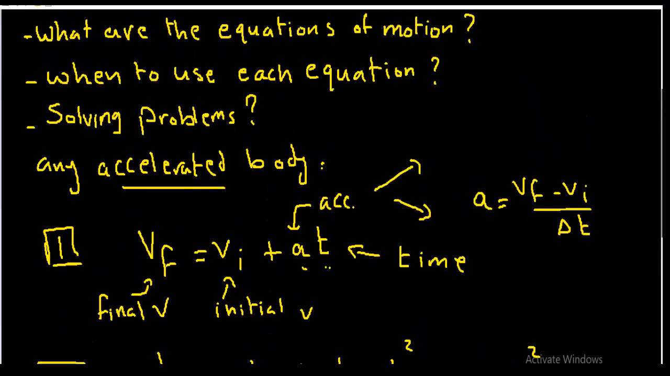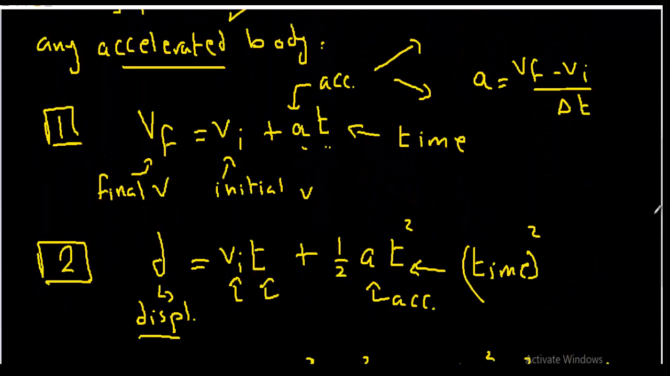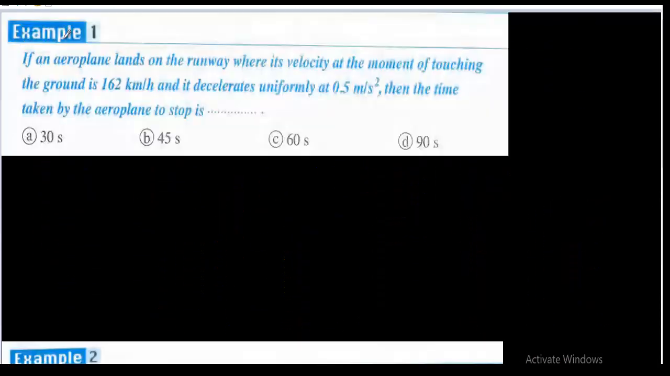Let's learn when to use each equation by solving problems. By solving a problem, you will learn exactly when to use each equation. Example number 1. If an aeroplane lands on the runway where its velocity at the moment of touching the ground is 162 km per hour. In this case, you have to change the unit from kilometer per hour to meter per second.